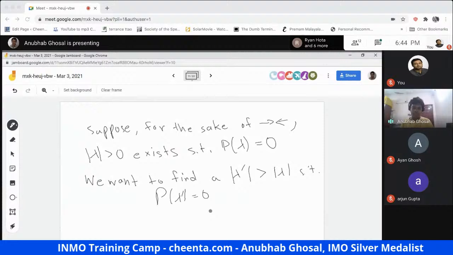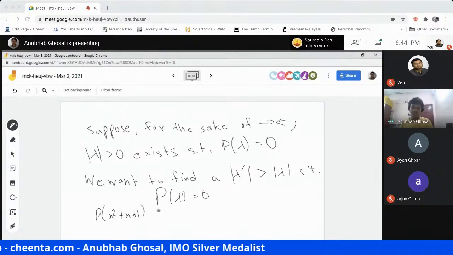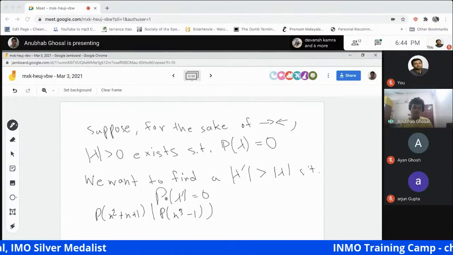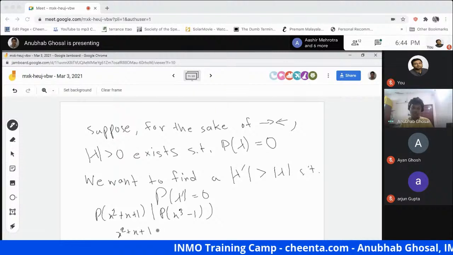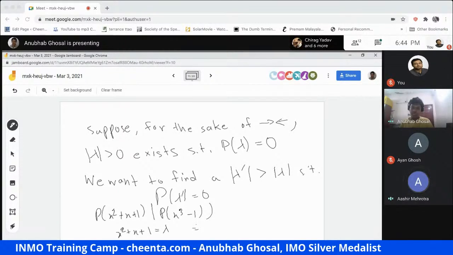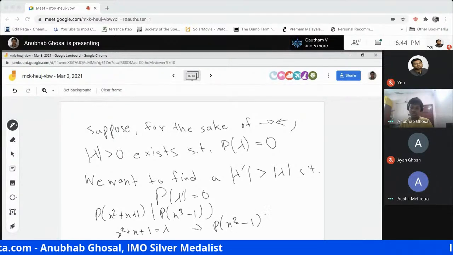And here we have to use our previous fact that p of x squared plus x plus 1 actually divides p of x cubed minus 1. Okay, so how do we do that? So let's say x squared plus x plus 1 is lambda, okay? That would imply that p of x cubed minus 1 is 0.